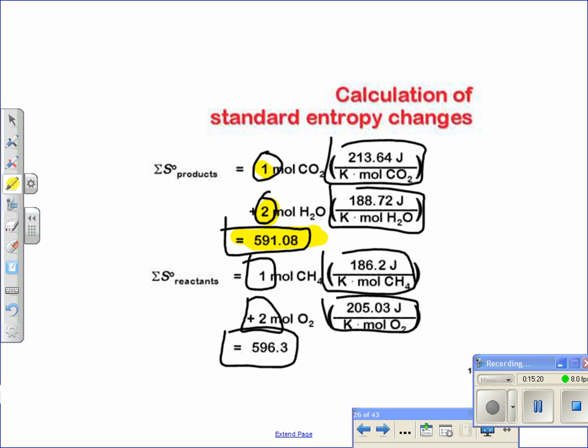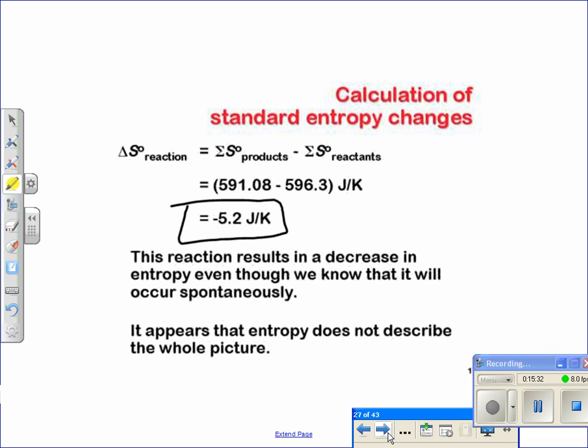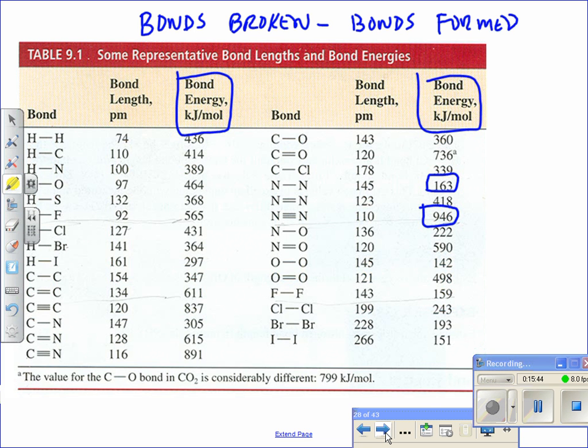You basically use the stoichiometric coefficients here and here. I get a value for the products. So all you're doing is multiplying and adding. I get 591.08. For the reactants, I use the coefficients times the values from the table. I get 596.3. Then I subtract the two values. I get negative 5.2. So it's much more accurate to actually calculate the value for delta S because then you get the sign. Okay, I'm going to stop right there.